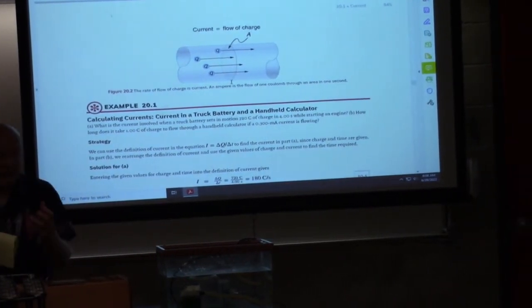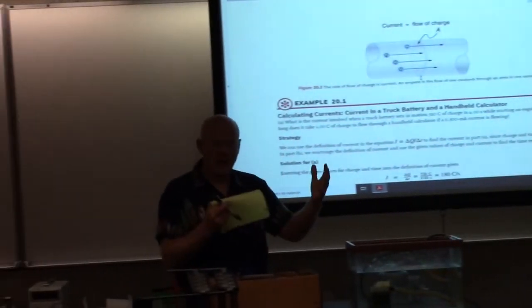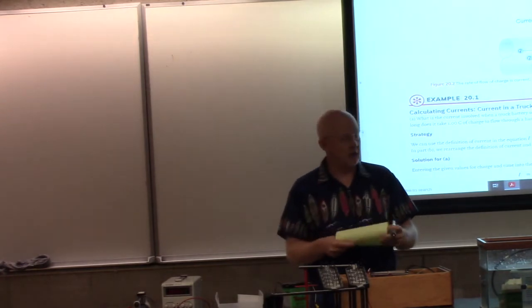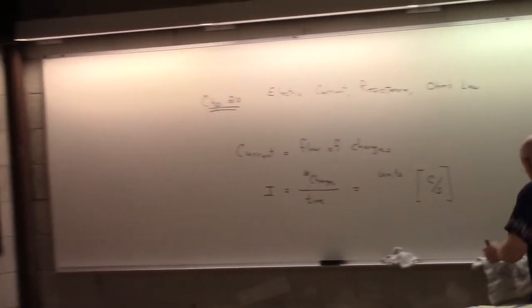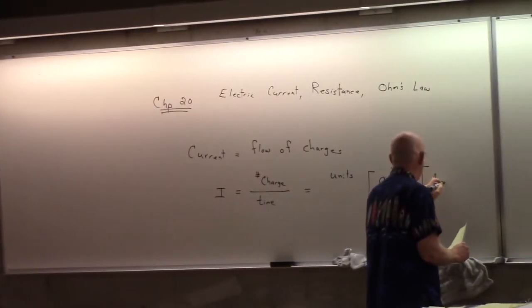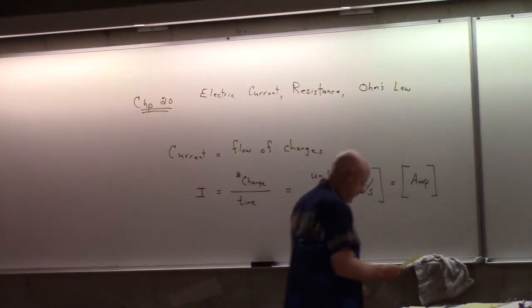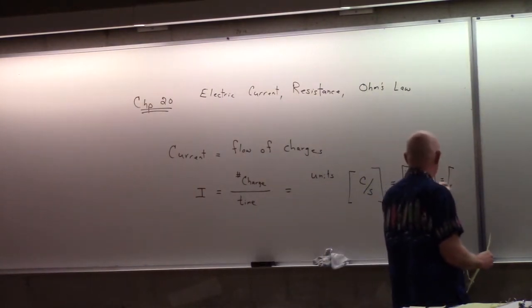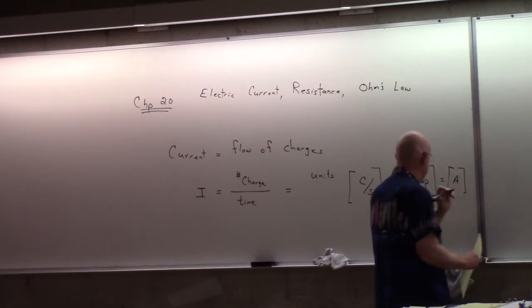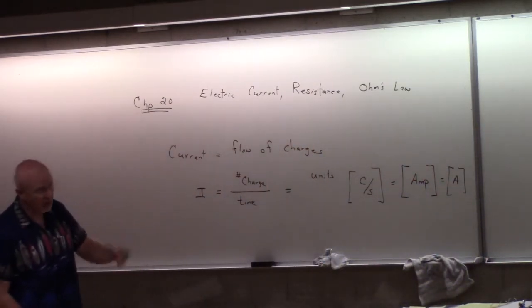I would say here, if I had 6 billion billion of them in 1 second, I would have 1 coulomb per second. And so I would say the current is 1 coulomb a second. And in honor of Ampere, we label this an amp. I guess I spelled it out and I should have just put A. So A for amps. So there's our beginning for today.